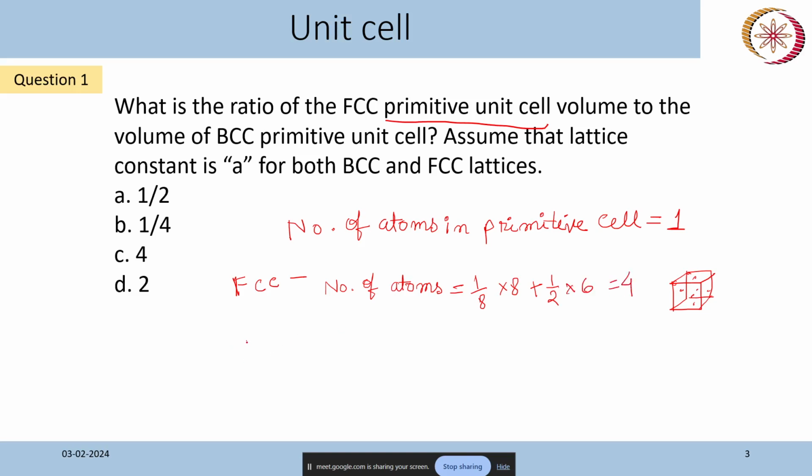Okay. For BCC, the number of atoms will be, so for BCC there are 8 corner atoms, 2 atoms per unit cell. There is one body center here.